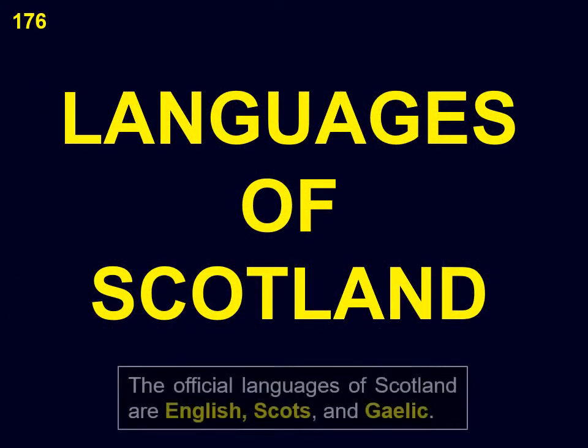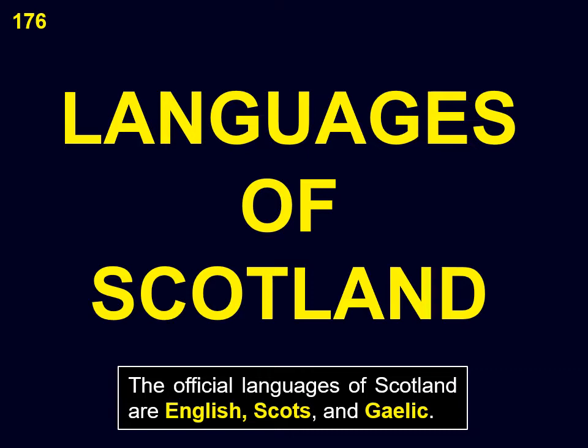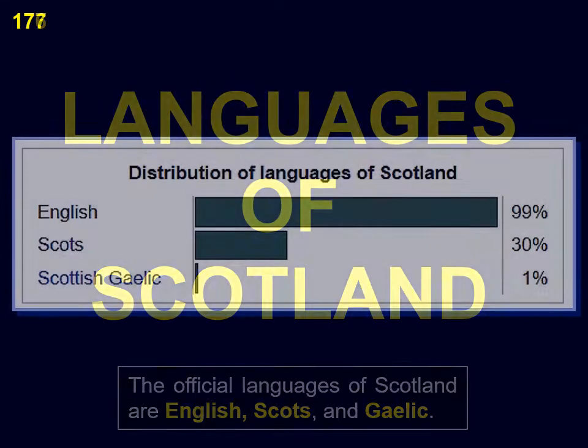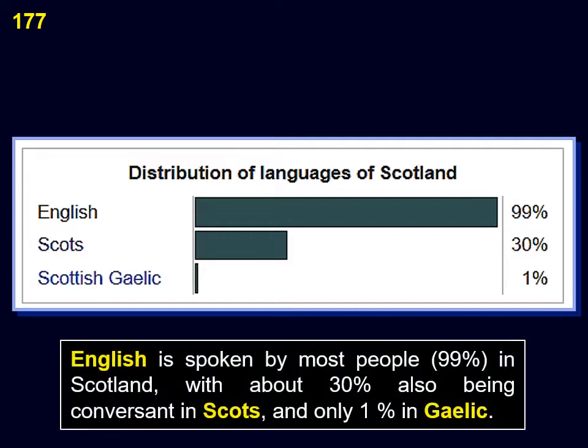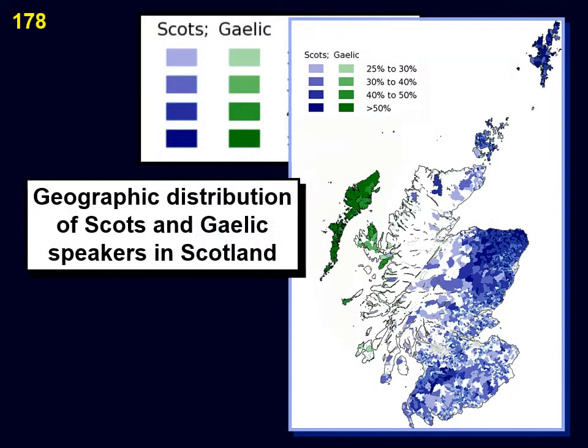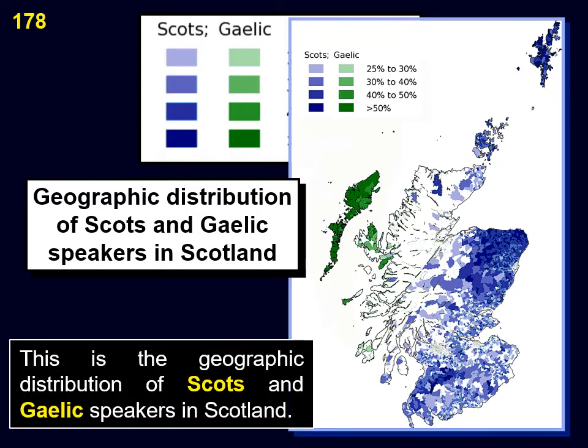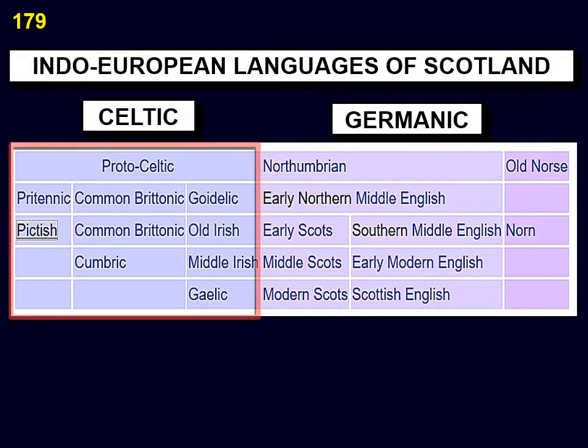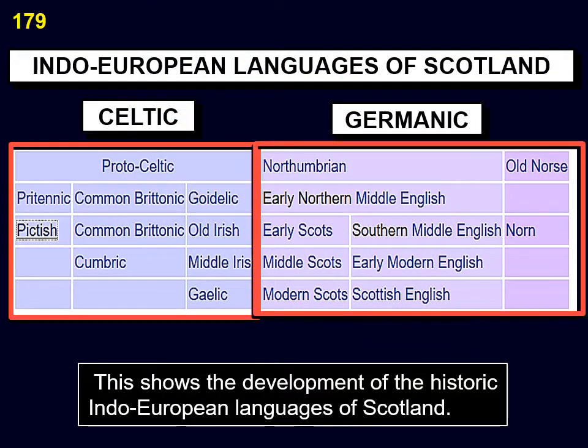Chapter 10. Languages of Scotland. The official languages of Scotland are English, Scots, and Gaelic. English is spoken by most people, 99%, in Scotland, with about 30% also being conversant in Scots, and only 1% in Gaelic. This is the geographic distribution of Scots and Gaelic speakers in Scotland. This shows the development of the historic Indo-European languages of Scotland.